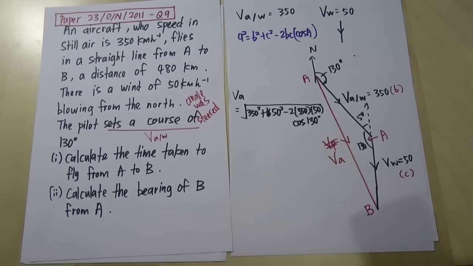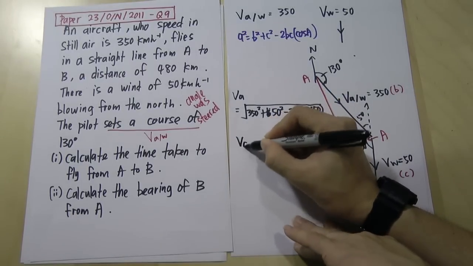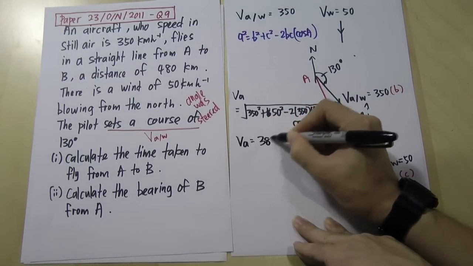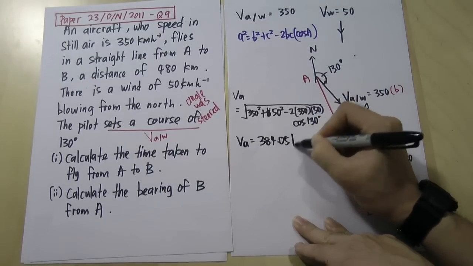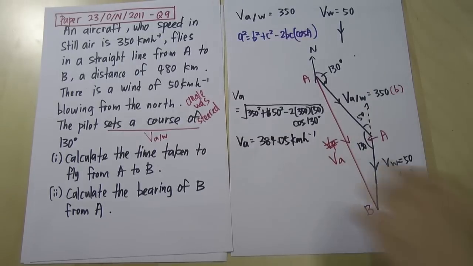So yeah, I can use calculator to do this one. 350 square plus 50 square minus 2 times 350 times 50 times cos 130. And then I square root my answer. I've got the velocity of the aircraft should be 384.05 km per hour. Alright, after that, you want to find time taken.